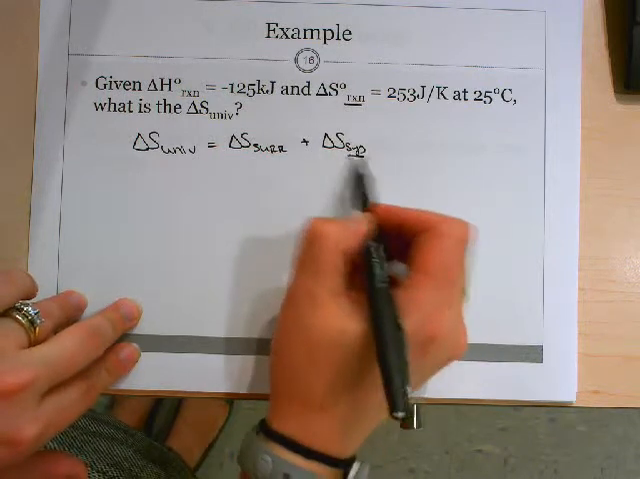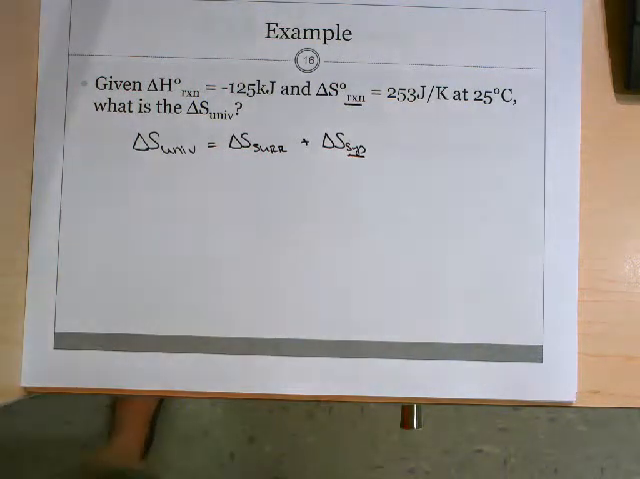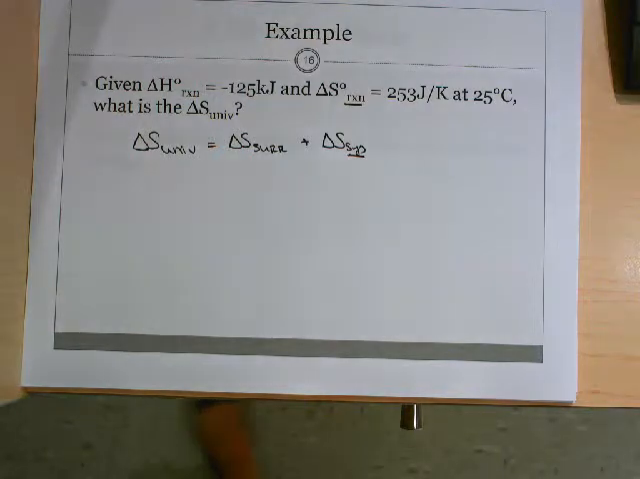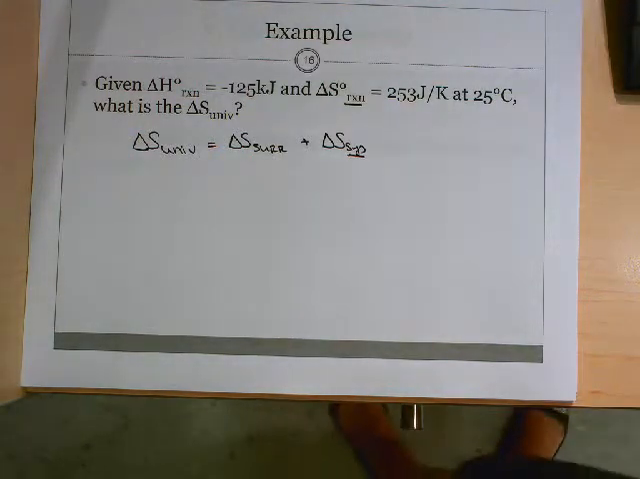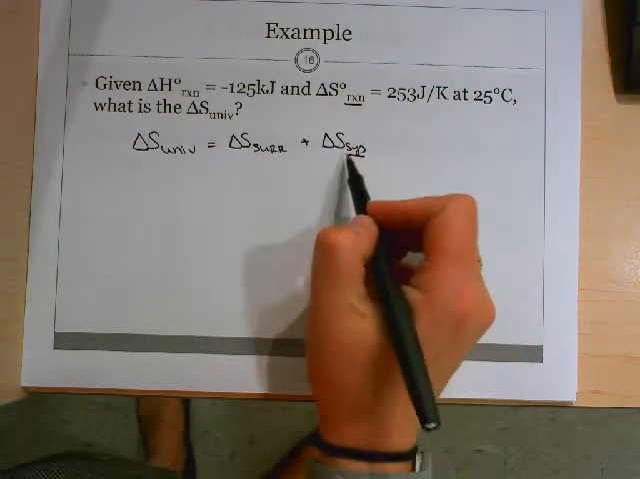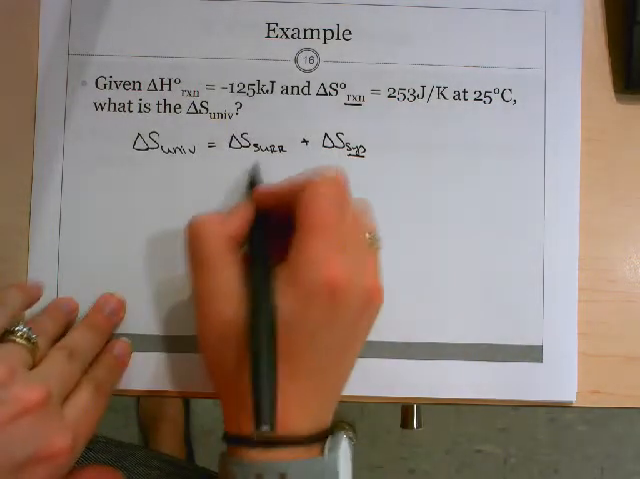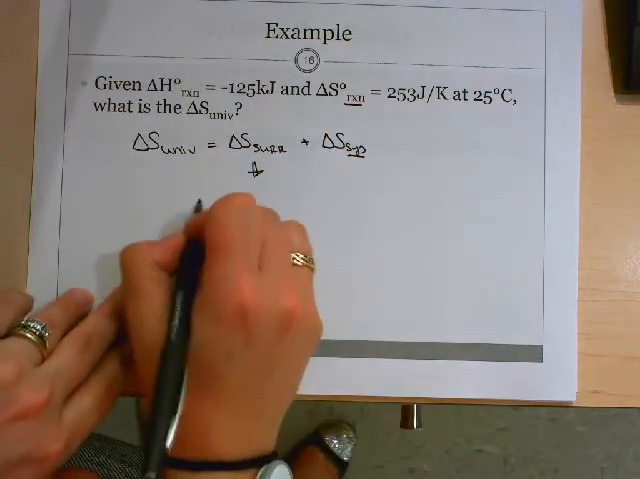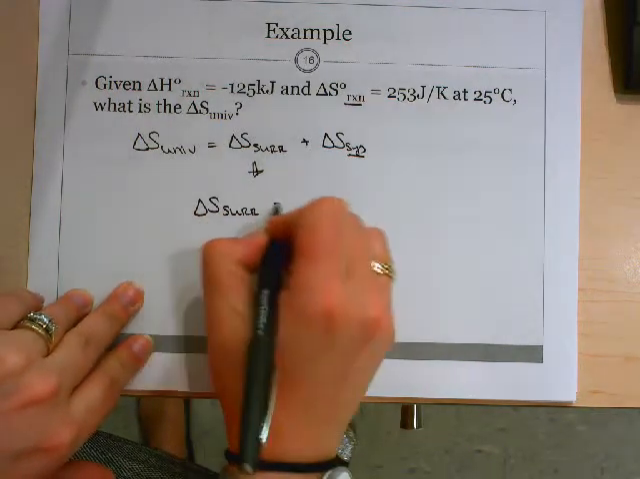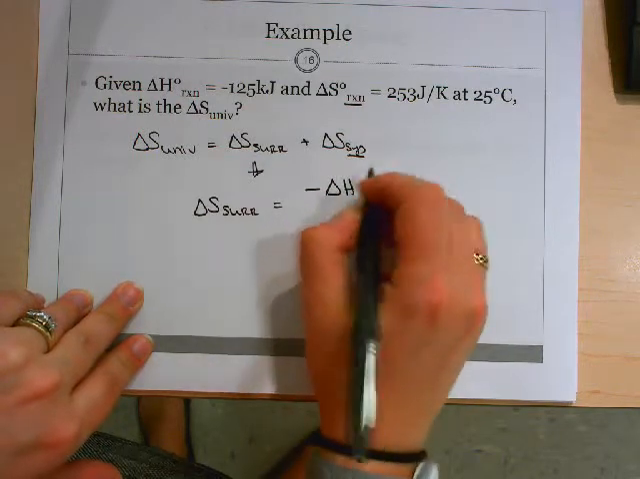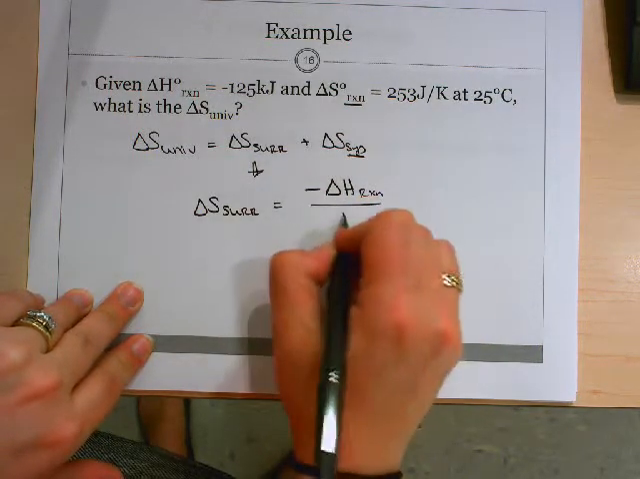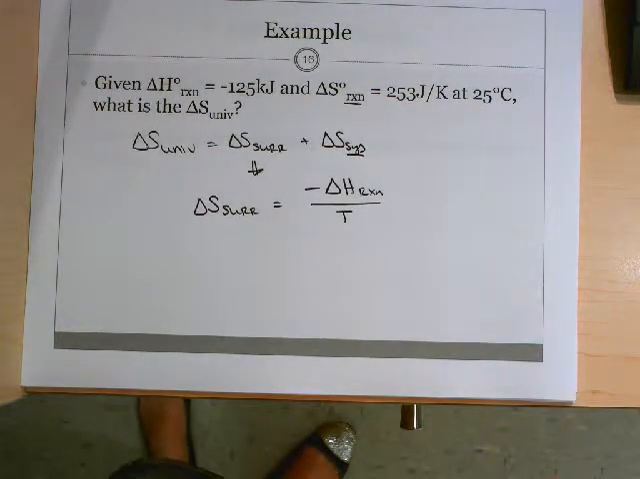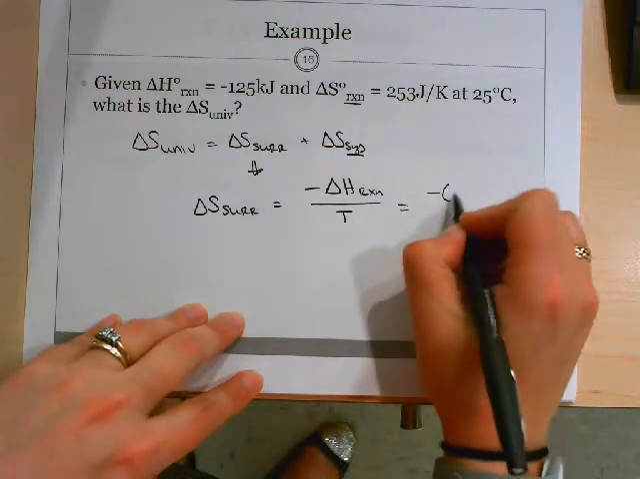Alright, and oftentimes delta S reaction and delta S of system are used interchangeably, right? Because the system is the reaction that you're looking at. So they mean the same thing. Alright, so I have this already. That's given. How do I figure out the delta S of the surroundings? The one we just had, right? Alright, so we're just going to plug it in.